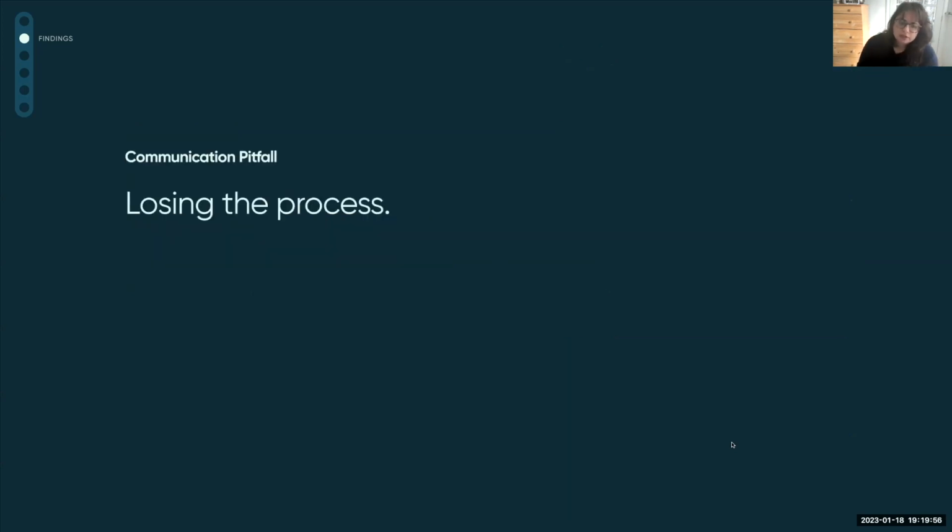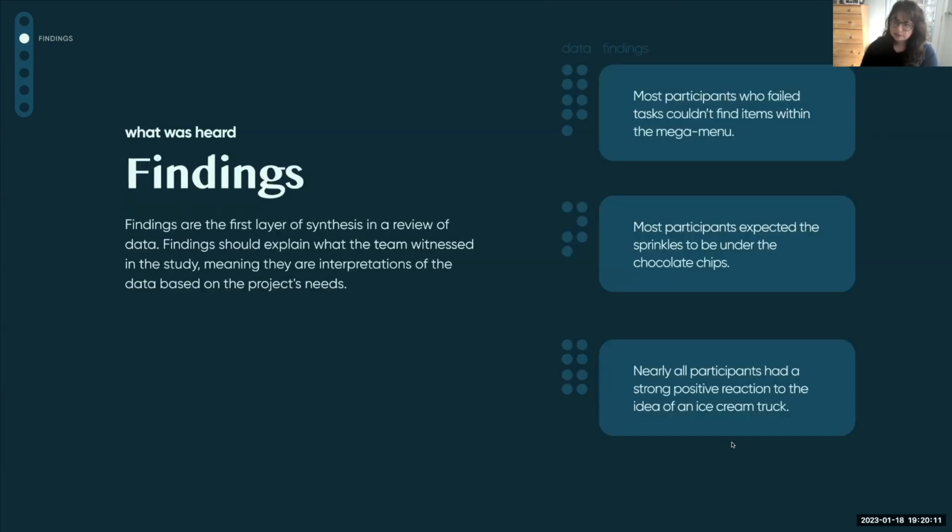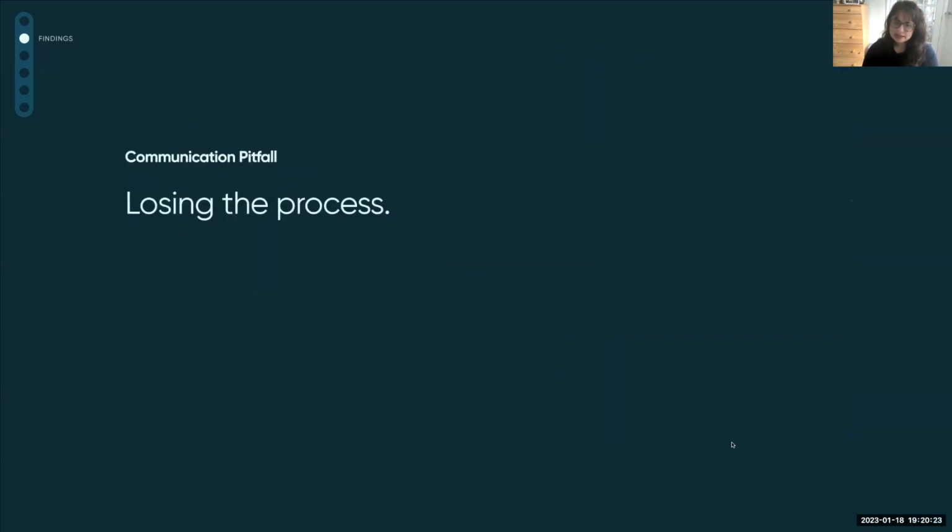So the communication pitfall I find in talking about findings is losing the process. So people think that findings are insights, and there's still a long way to go when we're analyzing to get to the level of insights. So as you can see here, most participants who failed tasks couldn't find items within the mega menu. Okay, so what? Like, what does that tell us? That's just what happened as it relates to the research questions that we asked.